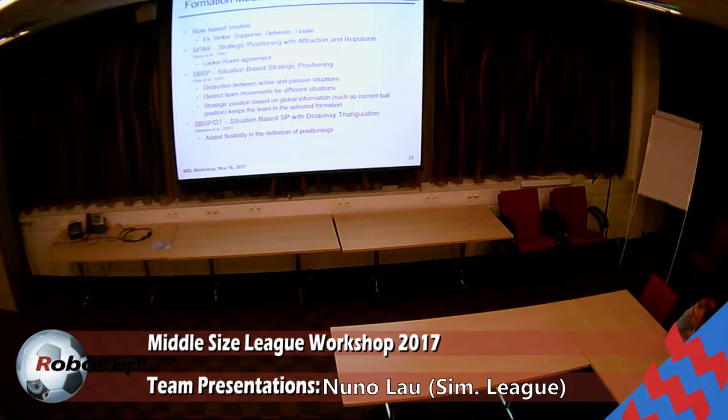Most teams, and this also applies in the middle size, use role-based models. But if you look in the literature, you can find the strategic positioning with attraction and repulsion by Stone, and the locker room agreement, and then the model we developed, which is called situation-based strategic positioning, in which we distinguish between active and passive situations, and have different movements for different situations.